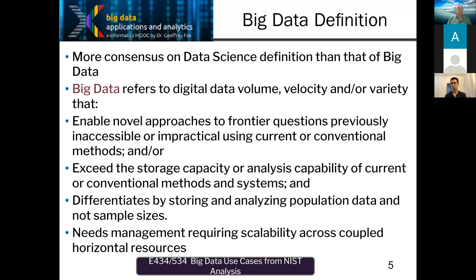So a lot of these possible definitions of big data are to do with its size. But I think it's more differentiated, as I've said, by the approach of being data-driven rather than the actual size of the data.